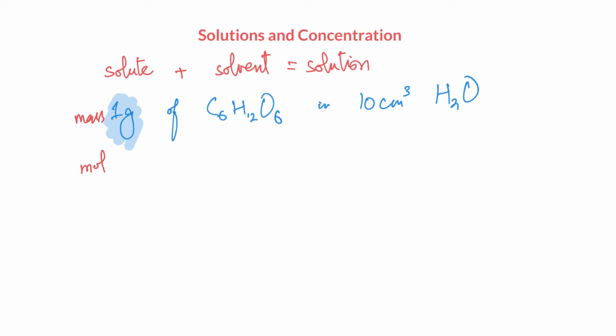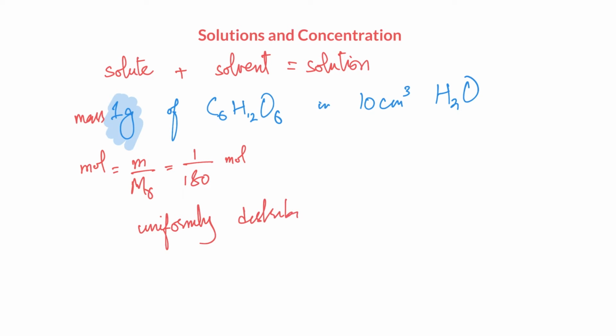And to find out mole, as you already know, what we'll do is we'll take the mass divided by Mr, or Ar in case of atomic substance, and we will get, in this case, 1 over 180, which is the Mr of glucose, and that will be the number of mole in 10 cm cube of water. Now we assume that once you have dissolved that solute in the solvent, it mixes thoroughly and it is uniformly distributed. That is very important.